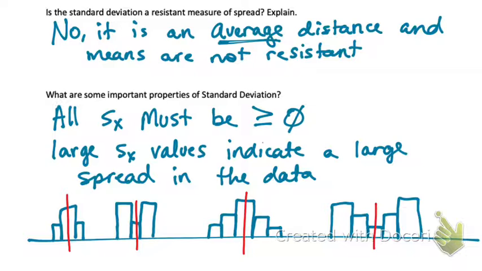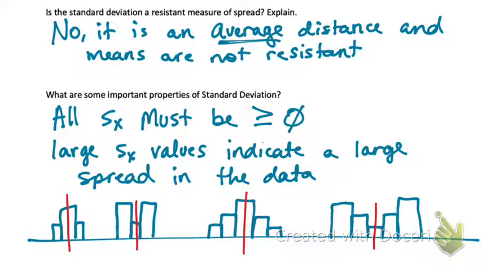So which one of these has a bigger standard deviation? Yeah, this one's going to have a bigger standard deviation because it's having to go out from the mean more often than staying close to the mean. So I'm averaging a distance that's more than 0 often.